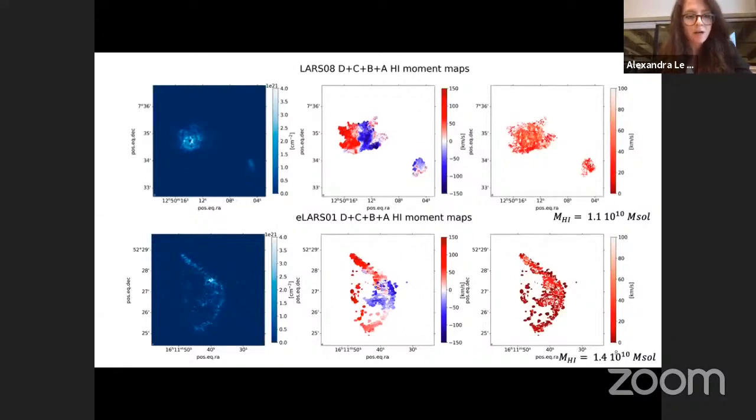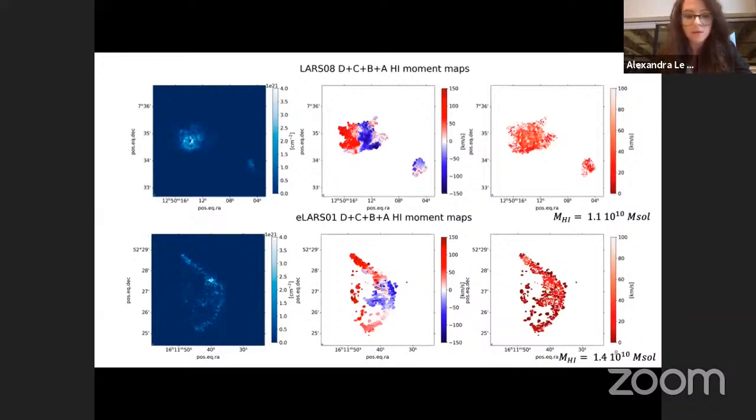From the left to the right, you have the column density map, the weighted velocity map in the reference frame, and the standard deviation map for the velocity. And we get a mass of roughly 10 to the 10 solar masses for the HI in both systems.